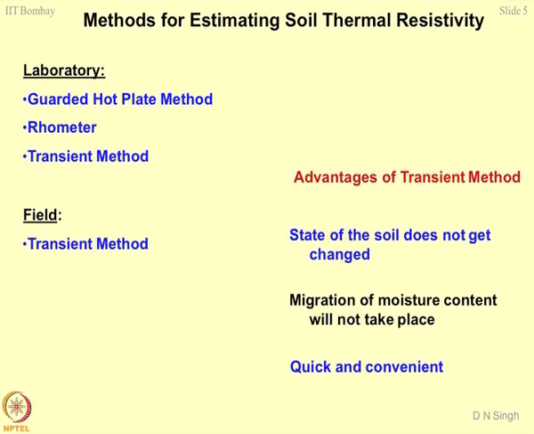So, the idea is this method gives a researcher or a practitioner a good control over the state of the soil. You can play with the flux so that the moisture does not change at all. You can apply the flux for a certain moment so that no major changes are undergoing into the system. So, migration of the moisture will not take place. And of course, this is a very quick and convenient method of determining thermal properties of geomaterials or the porous media.